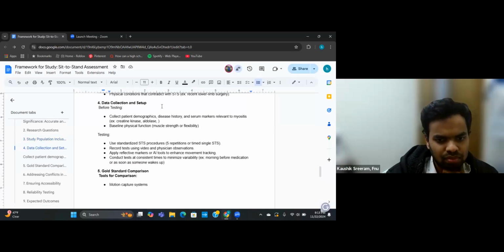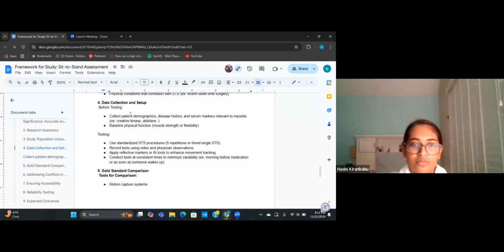And then for data collection and setup before testing, you would need to collect patient demographics, disease history, and serum markers relevant to myositis. Some of the serum markers would be creatine kinase or aldolase, and then baseline physical function, like muscle strength or flexibility, just so you have something to compare to.